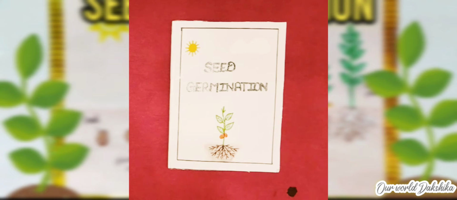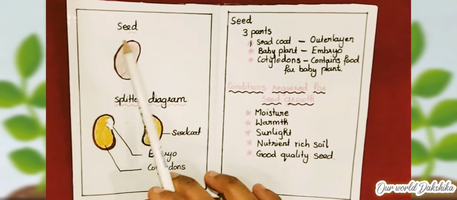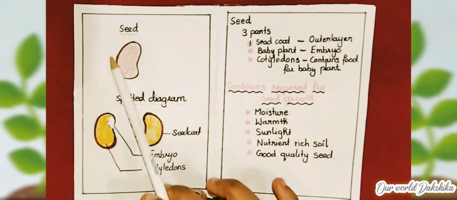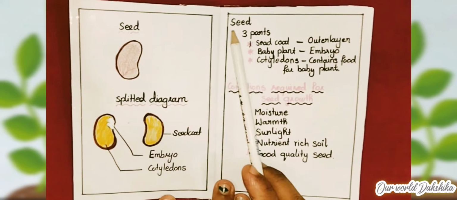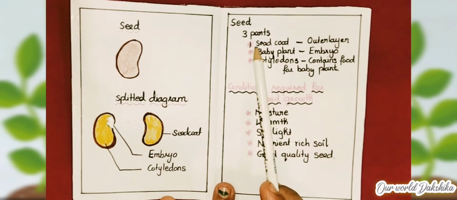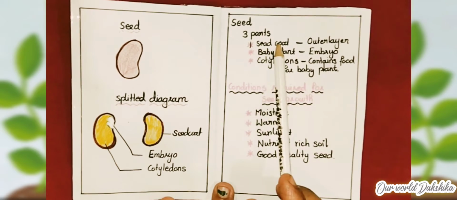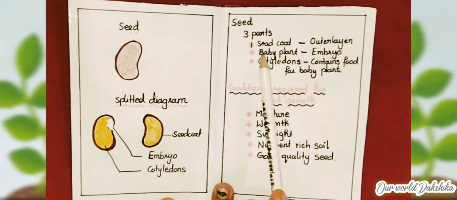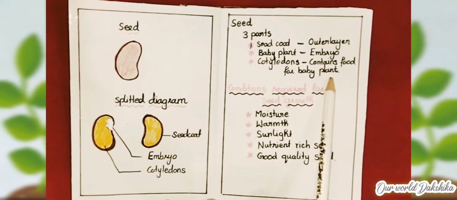Today we are going to see the detailed explanation about seed germination. First we should know about what is a seed. This is the bean diagram of the seed. The seed has three parts: seed coat, embryo and the cotyledons. Seed coat is the outer layer, embryo is the baby plant and the cotyledons contain the food for the baby plant.